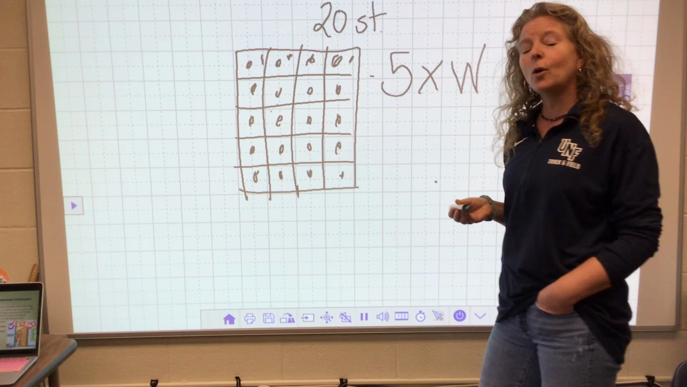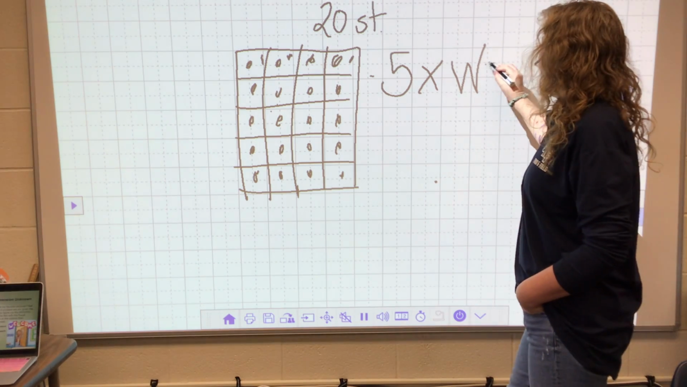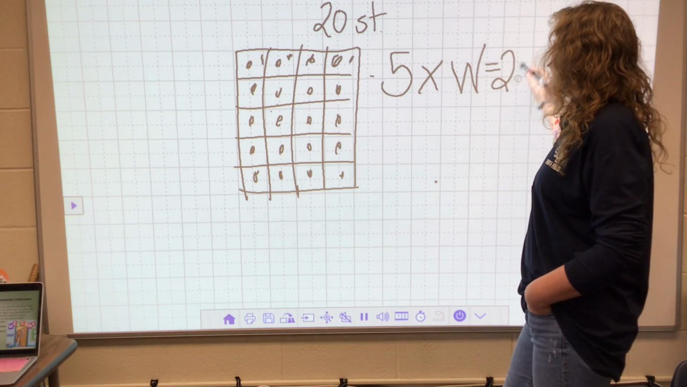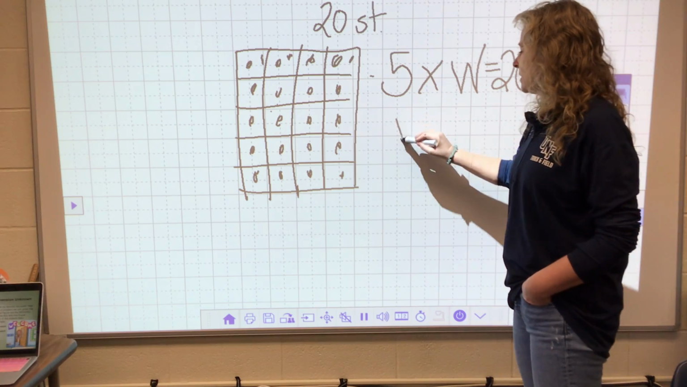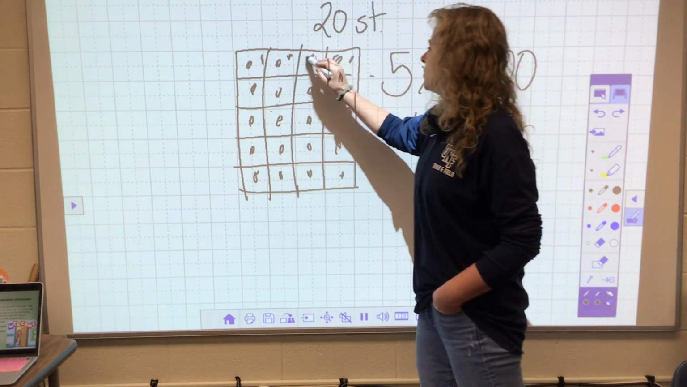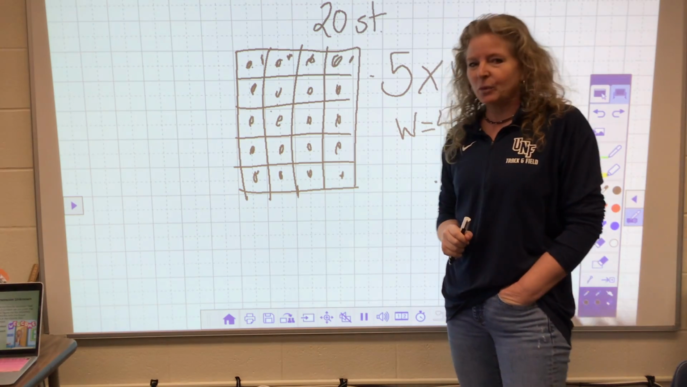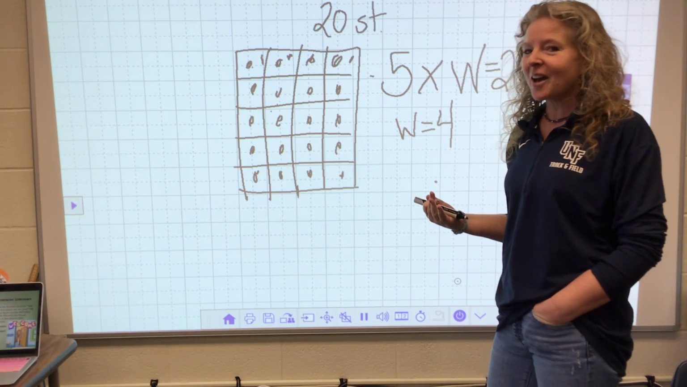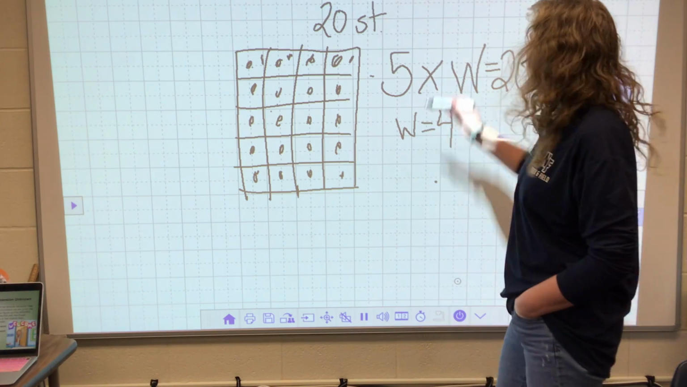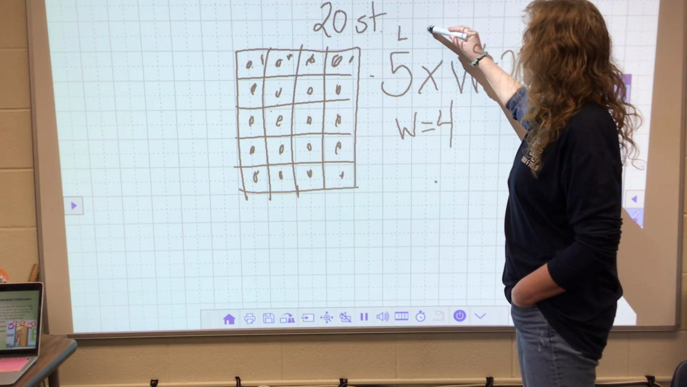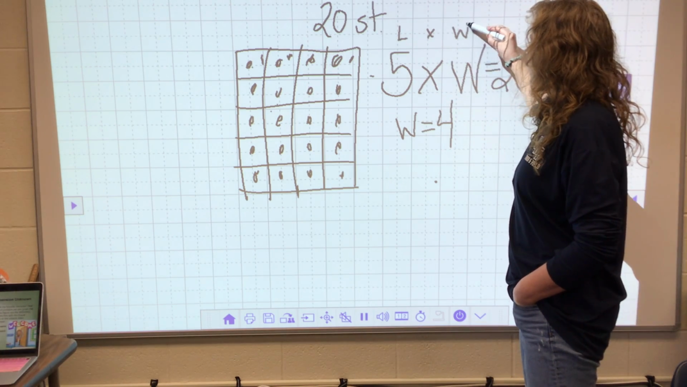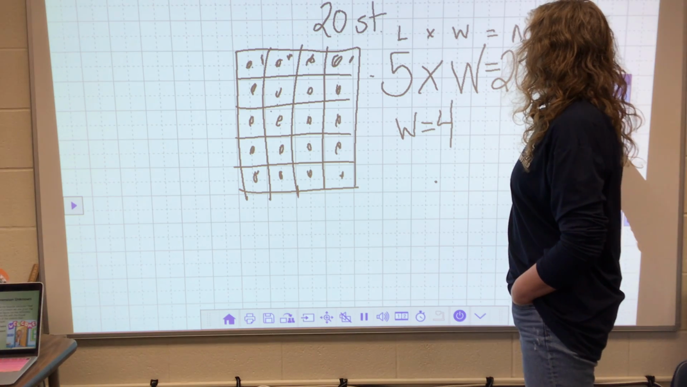So since that was my unknown, I'm calling that one W. And did I know my total? You bet I did. It was 20. What does W equal? 1, 2, 3, 4. It equals 4. Remember, we've got that, our first mathematical formula. We're going to use the variables length times width equals area.